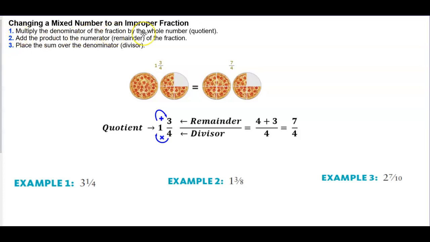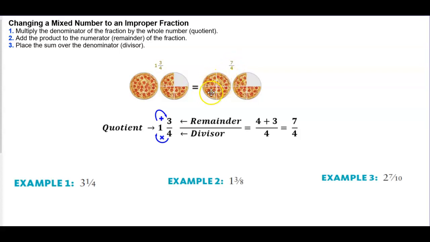Changing a mixed number to an improper fraction. Before we go into the instructions, let's take a look at this. If we have one whole pizza, and then we have 3 pieces out of 4, this would be one whole pizza and 3 out of 4 remaining. And that's equal to the same thing as 7 over 4.